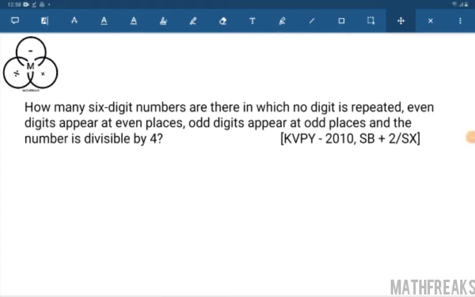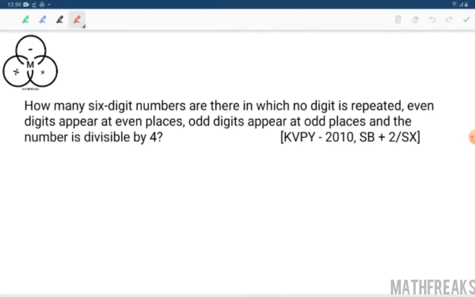How many 6-digit numbers are there in which no digit is repeated, even digits appear at even places and odd digits appear at odd places, and the number is divisible by 4? Let's solve it. First of all, the divisibility rule of 4 says that the last two digits should be divisible by 4.